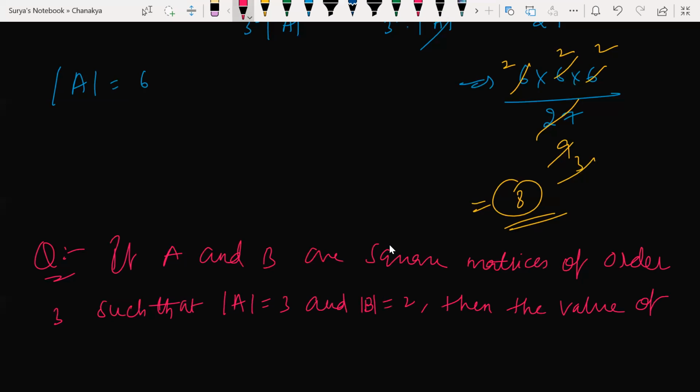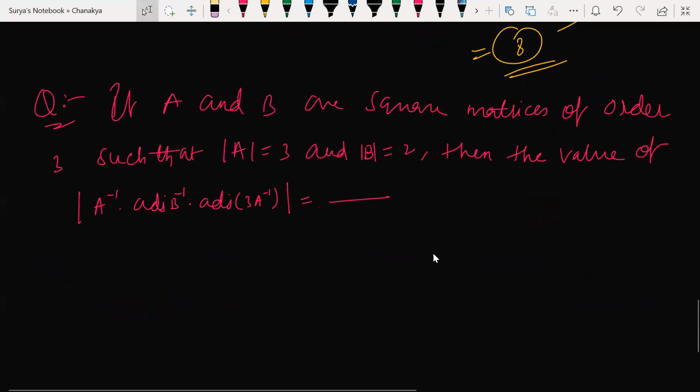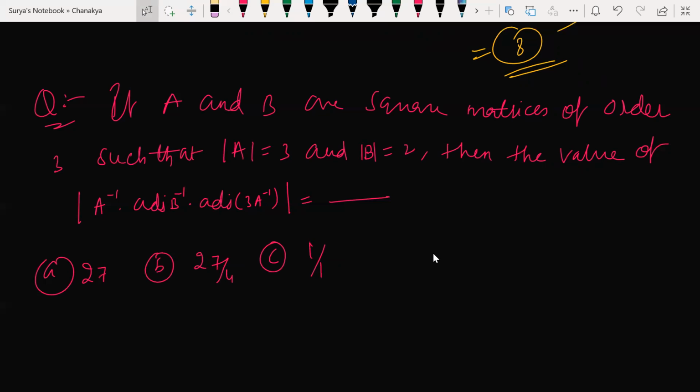Then the value of determinant of A inverse into adjoint of B inverse into adjoint of 3A inverse is what? This is the question here. Option A is 27, option B is 27 by 4. Don't be scared by looking at the question. It is a very, very simple question. All you need here is properties.